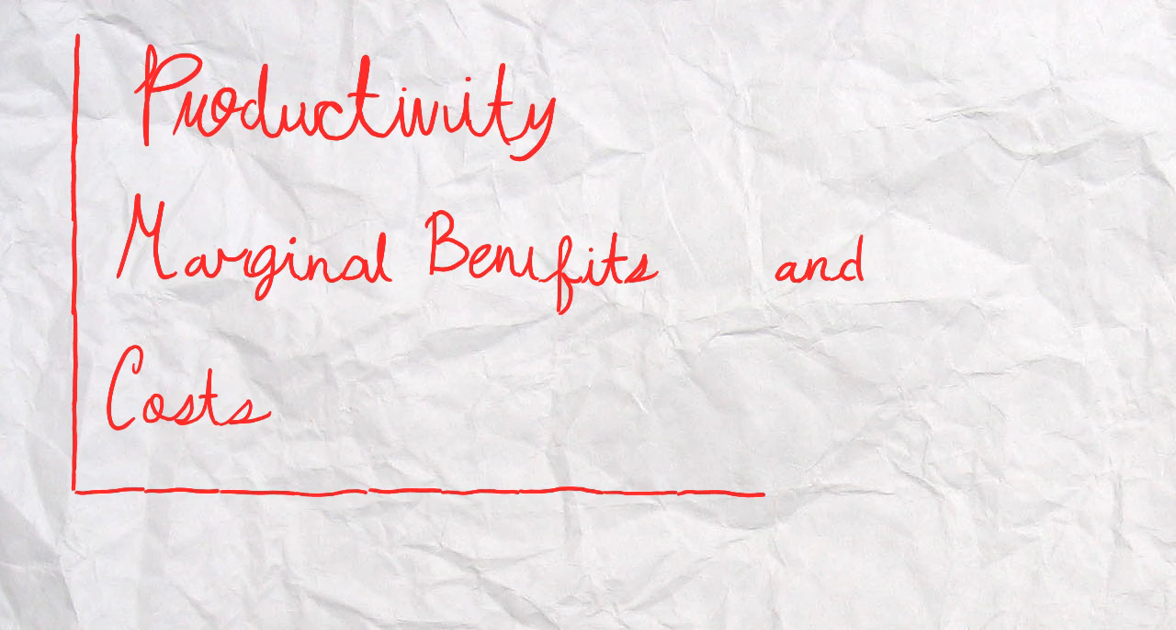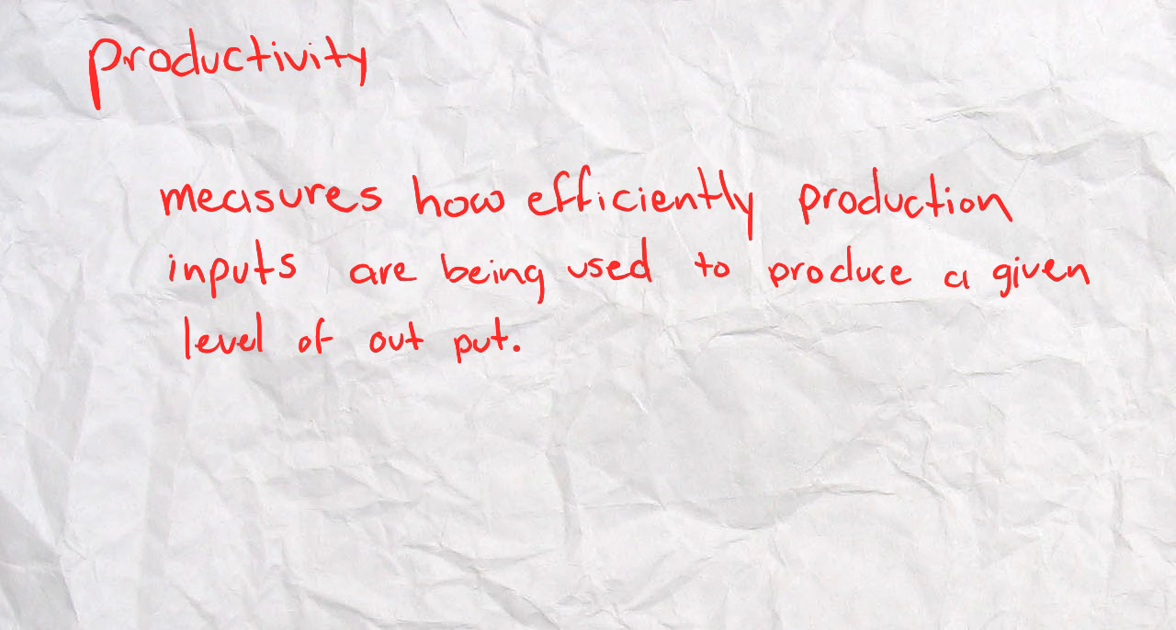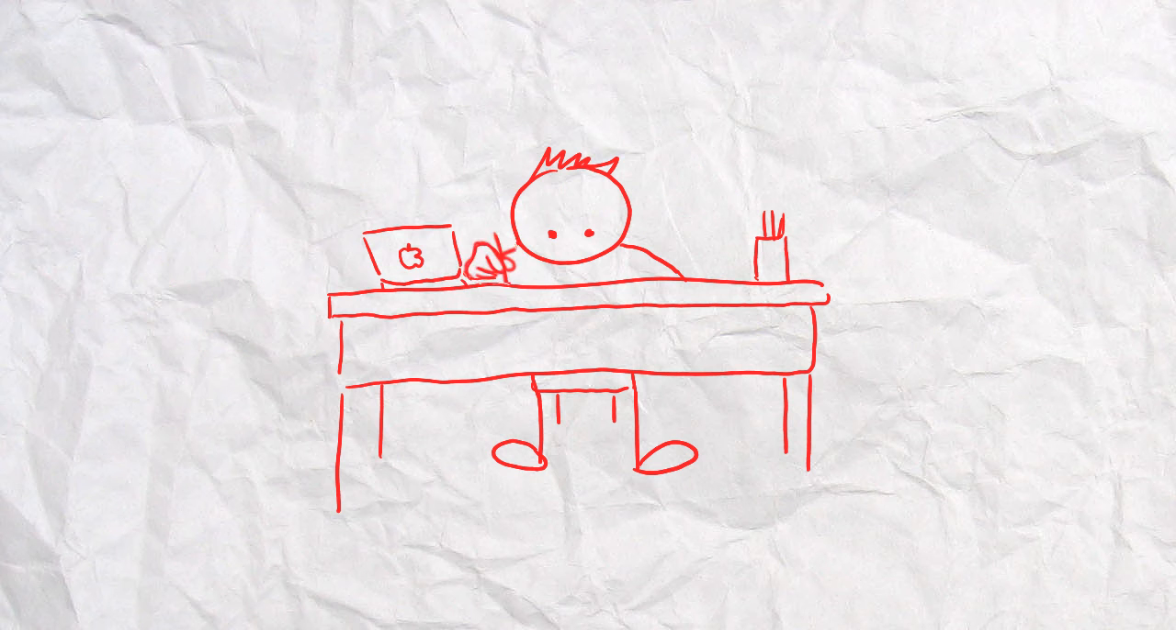Productivity, marginal benefits, and costs. Productivity measures how efficiently production inputs such as labor and capital are being used in an economy to produce at a given level of output. Like in an hour, you expect to complete 2 homework assignments, but you actually complete 5 homework assignments.